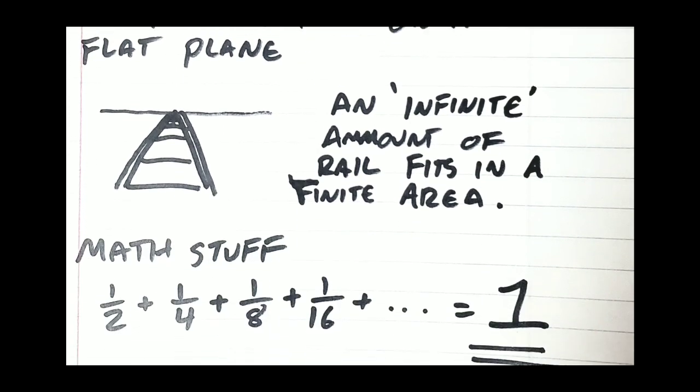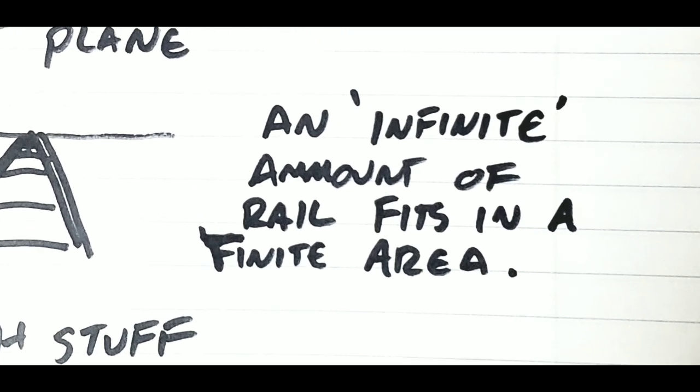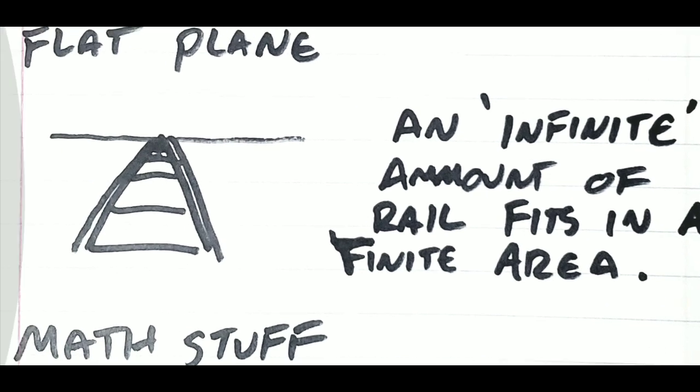So here's just another thought experiment. Again, go to a flat plane, an infinite flat plane. So here's something that we don't even live here, but we can have a thought experiment because Earth is finite. It's not infinite. So we have an infinite rail on a flat plane. Just because we have an infinite amount of rail, it doesn't mean that we see an infinite amount of rail. There's still a horizon line. So an infinite amount of rail fits in a finite area.